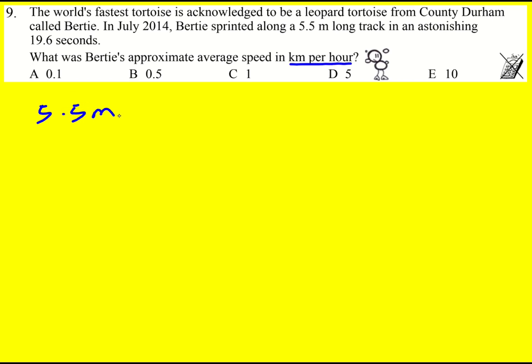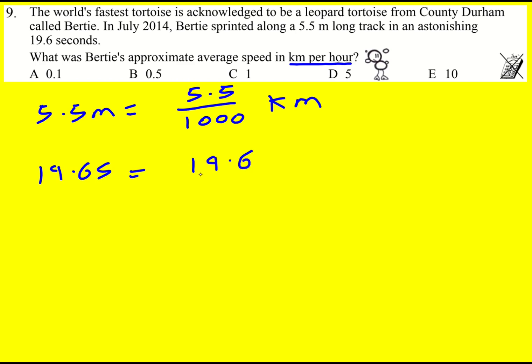So 5.5 meters, I have to divide by 1,000 to get it into kilometers. I'm just going to write it as 5.5 over 1,000. Okay, we can expect answers along the way to simplify, so I'm not going to change that to a decimal. And then 19.6 seconds, we want it in hours. So I can divide by 60 to get it in minutes, and I can divide by 60 again to get it in hours, which is the same as dividing by 60 times 60.